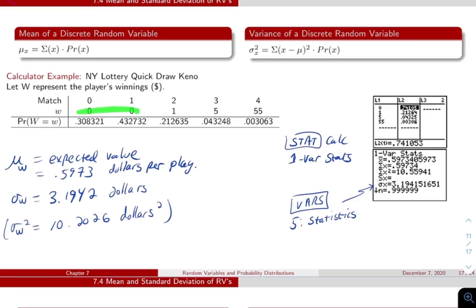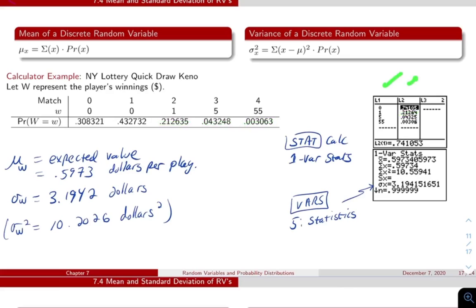Well, we're going to combine these two categories together because I don't win any money. Their combined probability, 0.308 plus 0.432, is right here. In our calculator, we're going to put the amount that we win in L1 and the probability that we win that in L2. So winning $0 occurs about 74% of the time. Winning $1 occurs about 21% of the time. $5 that, and $55 that.